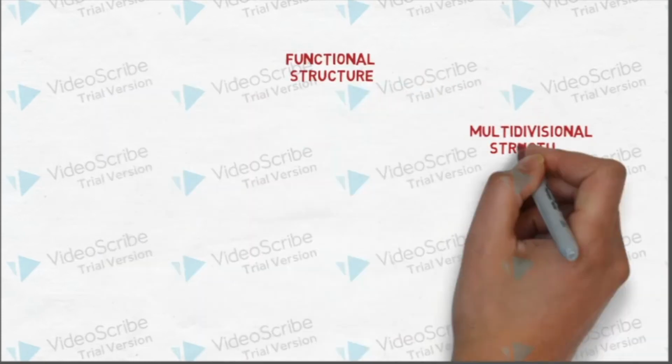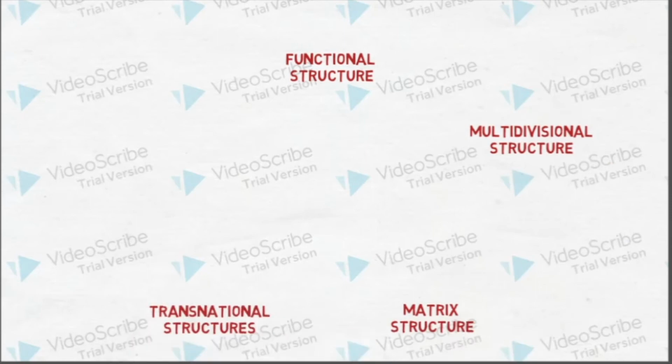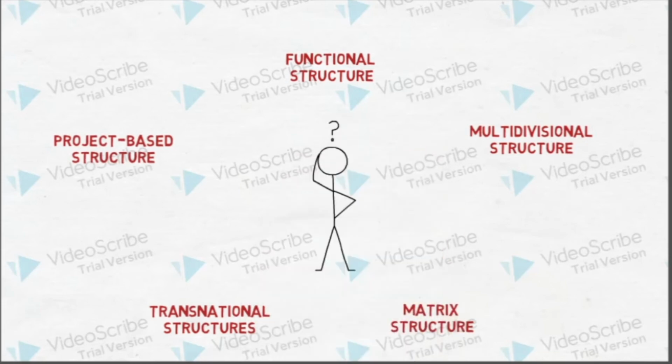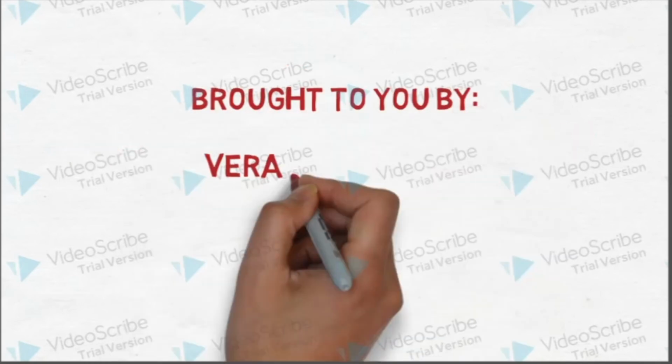It should be clear that functional, divisional, matrix, transnational, and project structures each have their own advantages and disadvantages. Organizational designers, therefore, have to choose structures according to the particular strategic challenges they face.